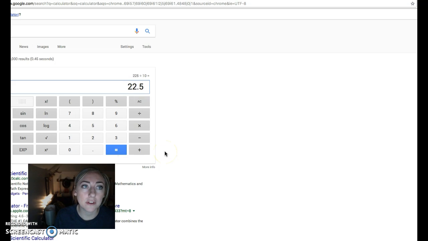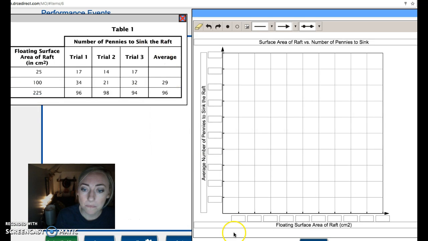Now 22.5 is not the easiest thing to count up by. So usually you take the number that you get and you round it up to the next kind of easy number to count by. Don't round down, always round up. So in this case, we're actually going to round this all the way up to 25 because that's easiest to count by. So you don't have to put 0 because the 0 is here.